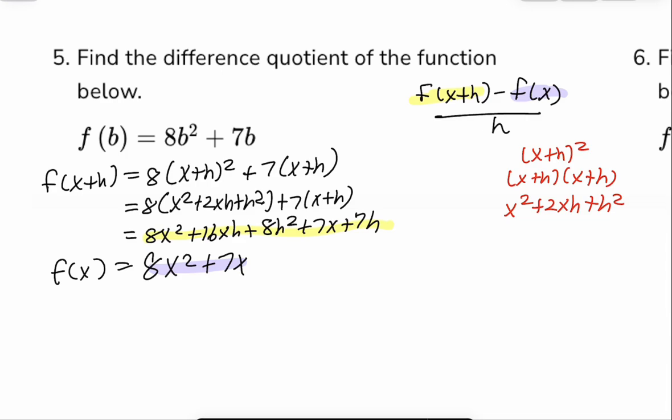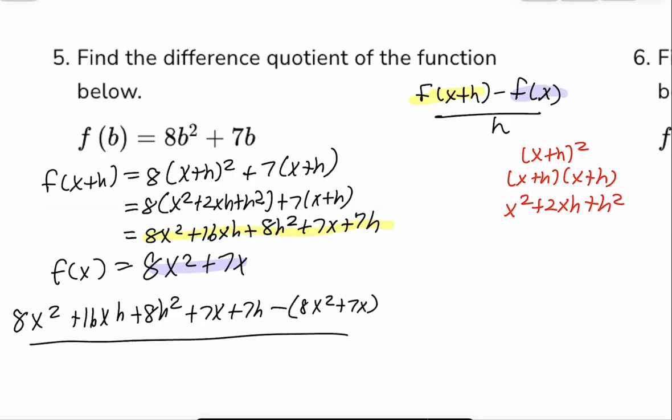Okay. So now when you list it, be very careful. So we're going to get 8x squared plus 16xh plus 8h squared plus 7x plus 7h. And we're going to minus off the purple one, 8x squared plus 7x, all over h. Now it's easy in the transfer to mess something up. So just always compare, is that what I had? Oh yeah, that looks good, okay.